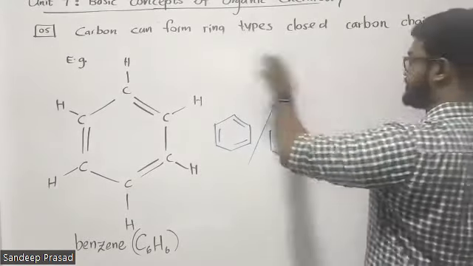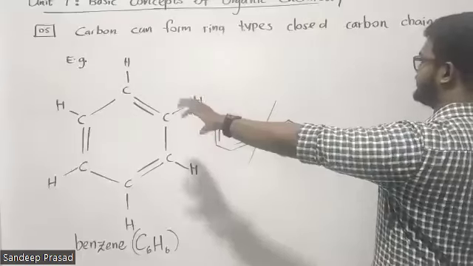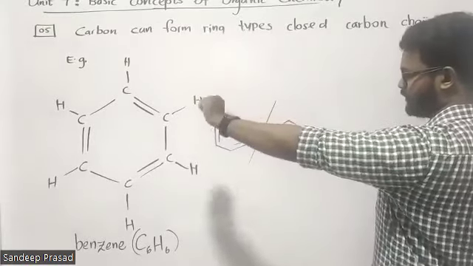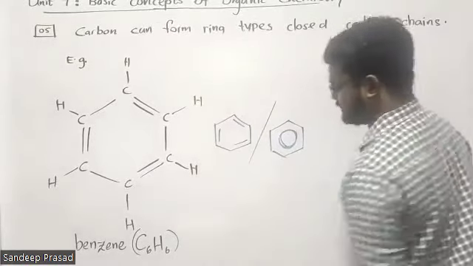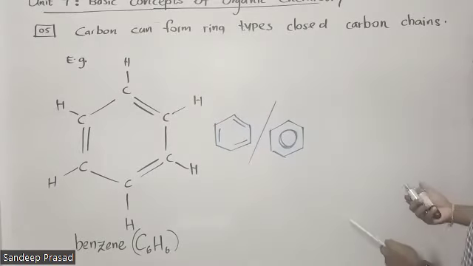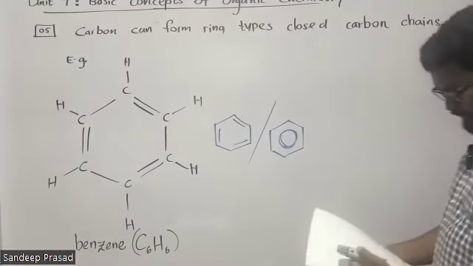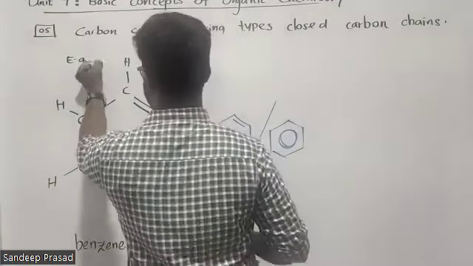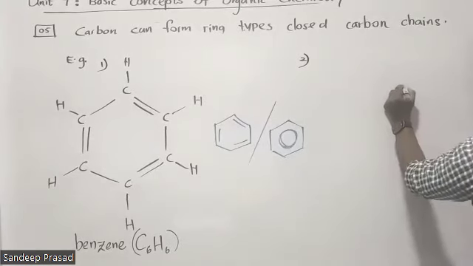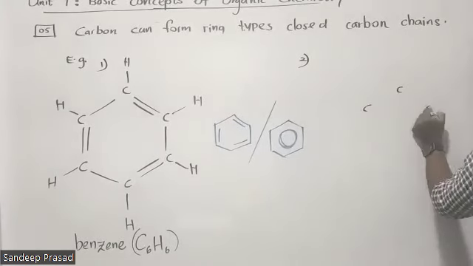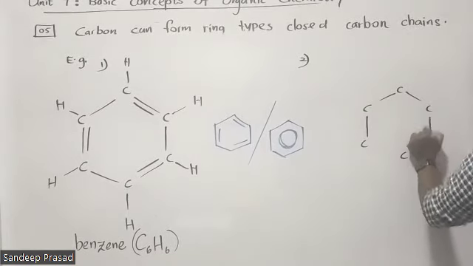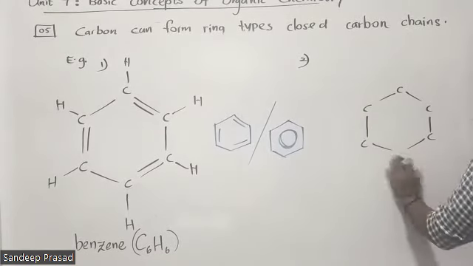So this is actually a ring type, a closed chain carbon molecule. The molecule that we're discussing is benzene. In addition to this one, let me draw another one. Second example. Look at this one. This is also a kind of benzene, but it's not exactly benzene. Very similar to benzene.